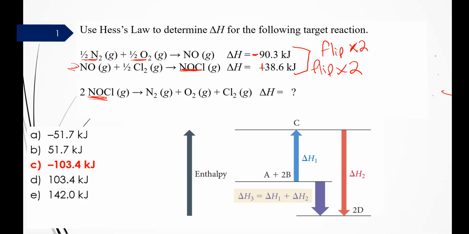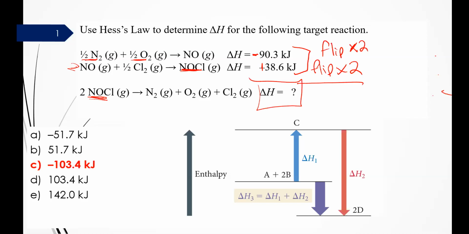So once we do all of that, we can add the new delta H's up together, and that's going to give us the delta H of our reaction. So we're going to do 2 times negative 90.3 plus 2 times 38.6, and that's how we get that 103.4 kilojoules. And so that's how we find that delta H.